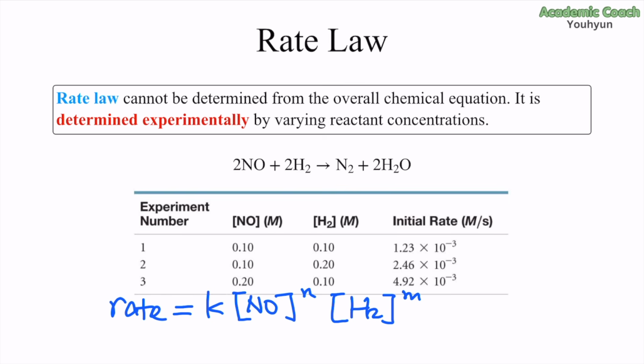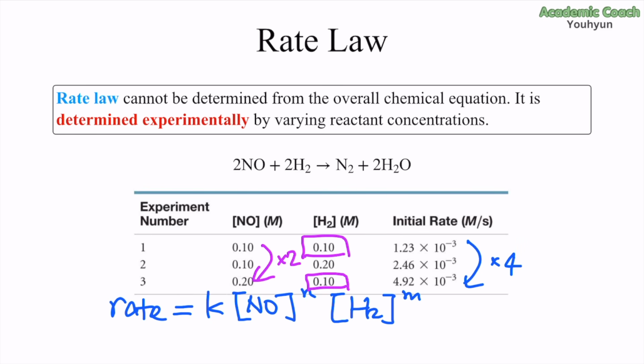The first one, I want to determine n. That means I want to keep the concentration of H2 constant. Well, then it will be trial 1 and trial 3, because for trial 1 and trial 3, the concentration of H2 remains the same. And while the concentration of H2 remains the same, the concentration of nitrogen monoxide doubles. So here I'm going to write 2. Then I'm going to compare how the initial rate changes from trial 1 to trial 3. From 1.23 to 4.92, it has quadrupled.